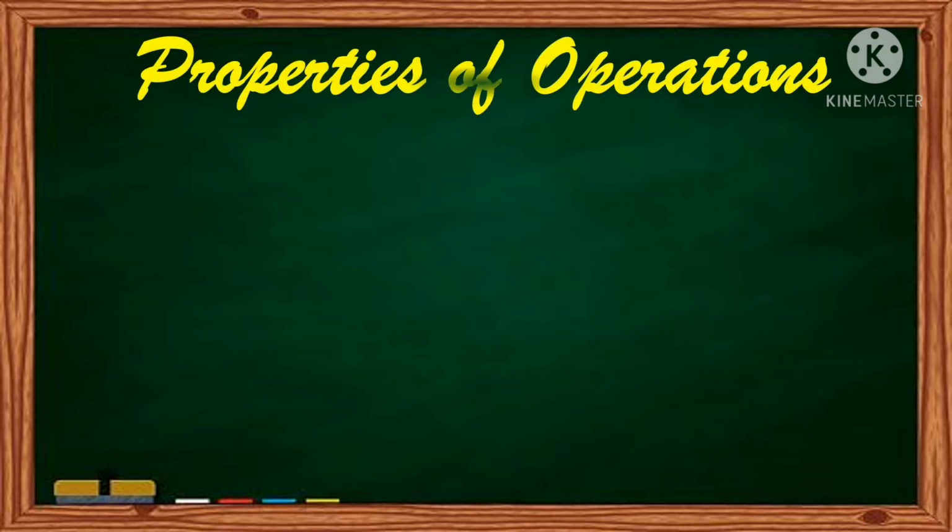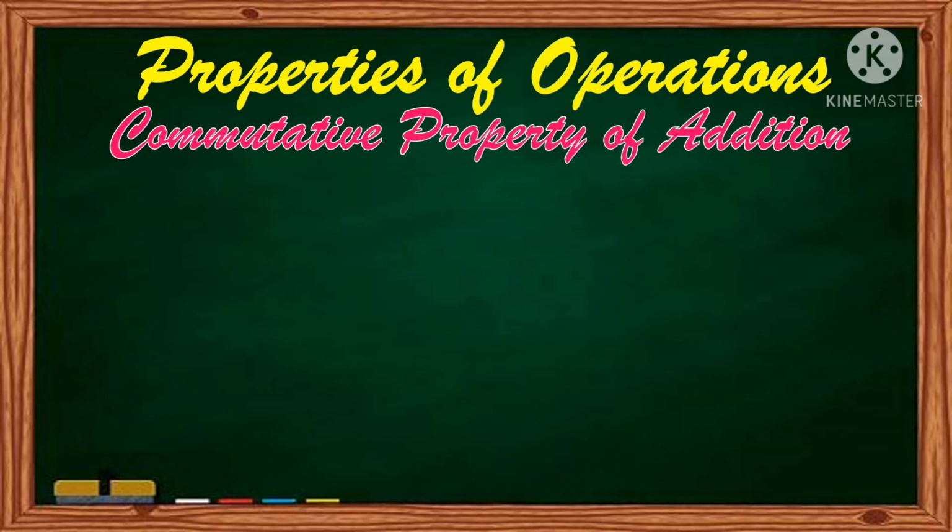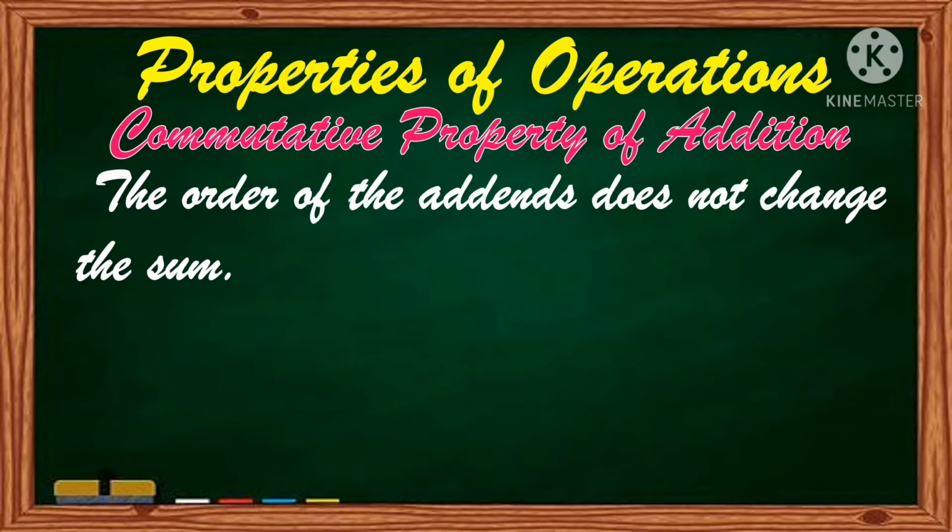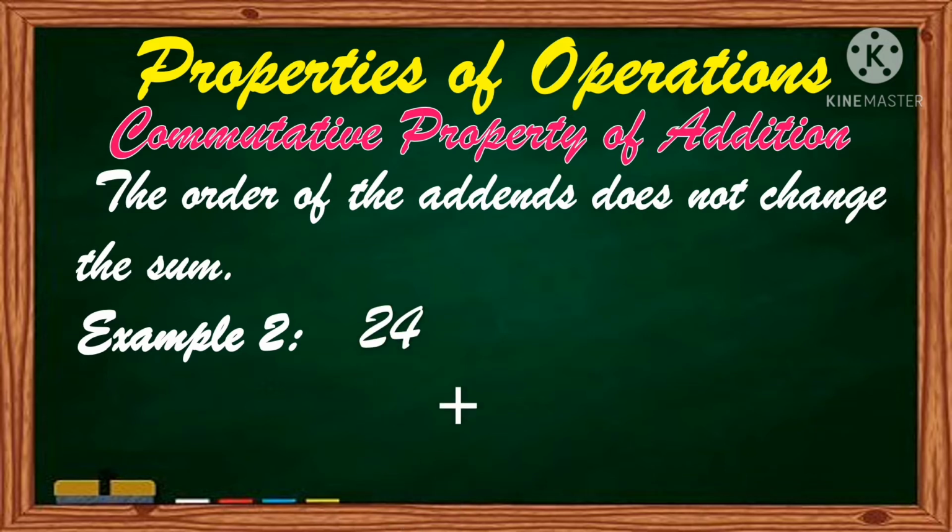Next property of operation that we have is the commutative property of addition, wherein the order of the addends does not change the sum. And let's take the example number 2. 24 plus blank is equal to 5 plus 24. Based on the given meaning, even if we change the order of the addends, the sum would be the same. So what do you think is the missing number?